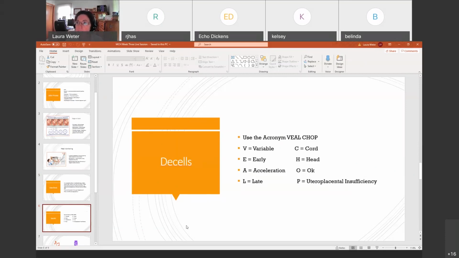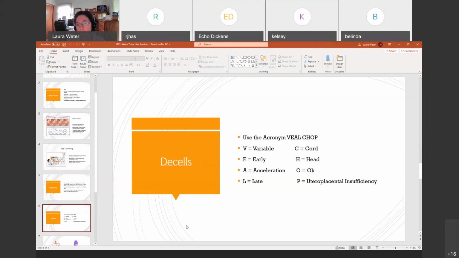The cord is being compressed, and someone mentioned cord compression already. Variable is cord compression. So maybe the cord is wrapped around baby's neck. Baby has a nuchal cord, maybe. That's what we call a nuchal cord when the cord is wrapped. Or maybe the cord is between baby's legs, and when the contraction comes, baby squeezes, and that causes compression of the cord. Whatever the case may be, the cord is being compressed in some way, and that is what is contributing to a variable deceleration.